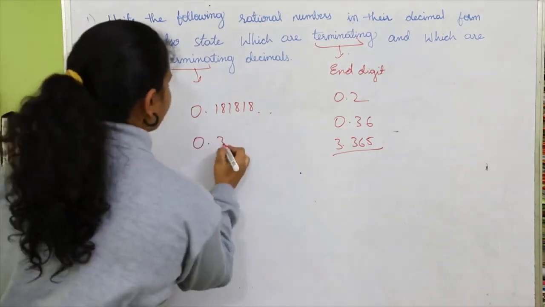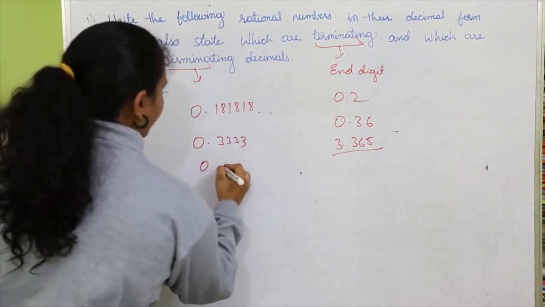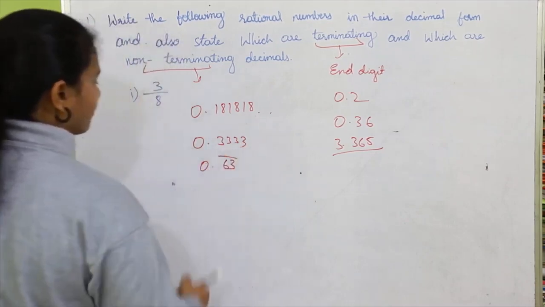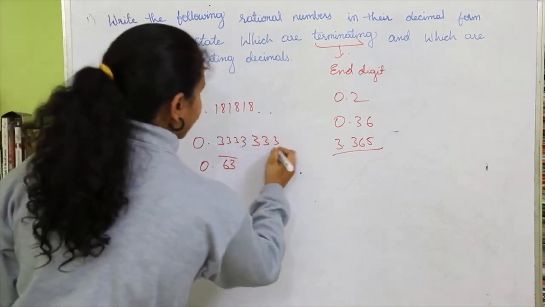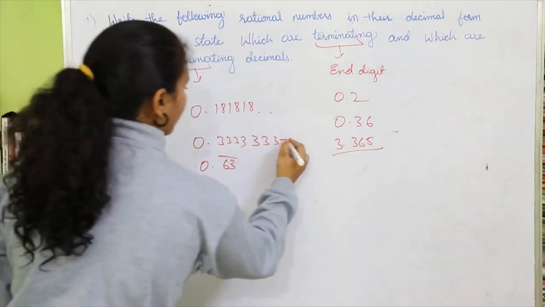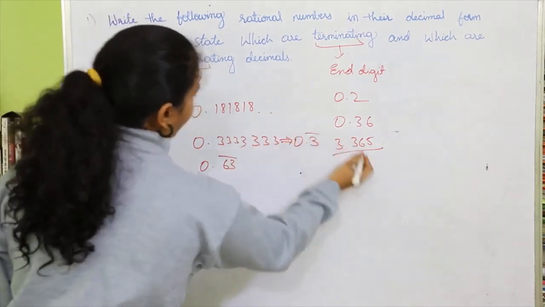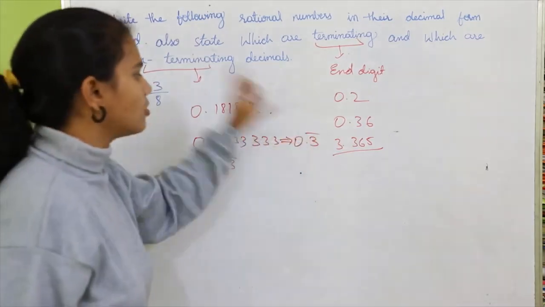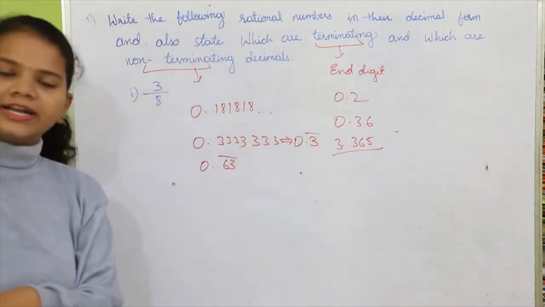Infinite number of terms also we can say. For example, 0.333, or 0.63 bar. Well, we can't keep on writing 3, right? So what would we do? We can write 0.3333 as 0.3 bar. This bar shows the infinite digits, how the digits go on.